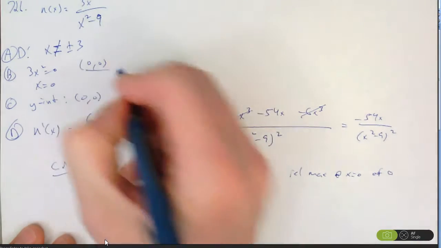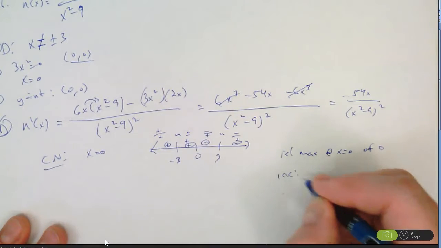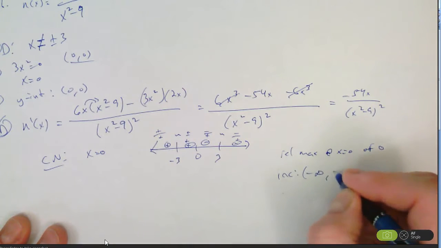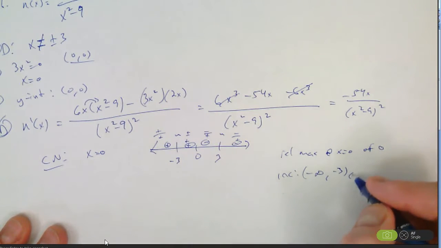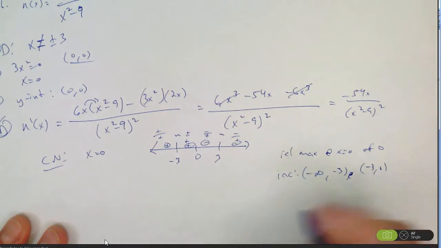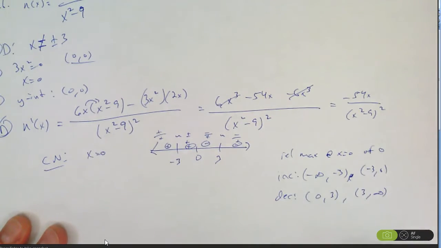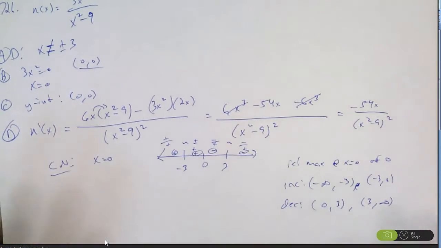We've already found that point. That was 0, 0. And then I'm increasing from negative infinity to negative 3, and I have to break this up because the graph does break up by a vertical asymptote, and then from negative 3 to 0, decreasing from 0 to 3 and 3 to infinity. Okay. Now I'm going to jump to another sheet of paper because the second derivative is going to be a little bit more work, but we'll come back to that in a moment.